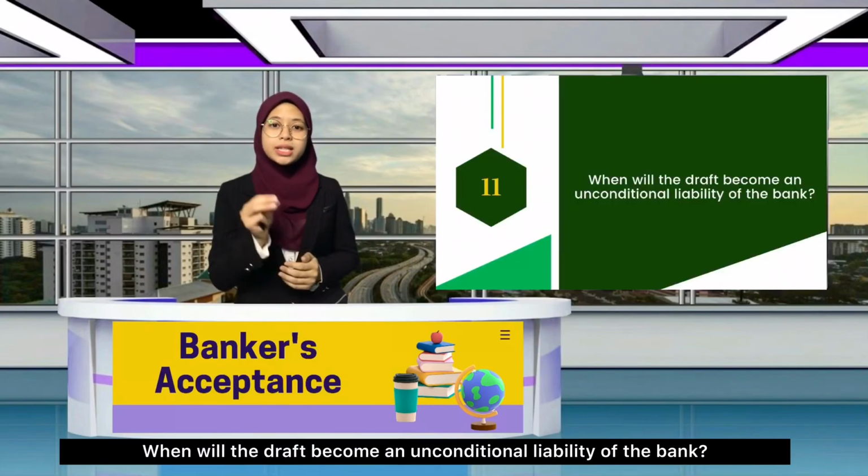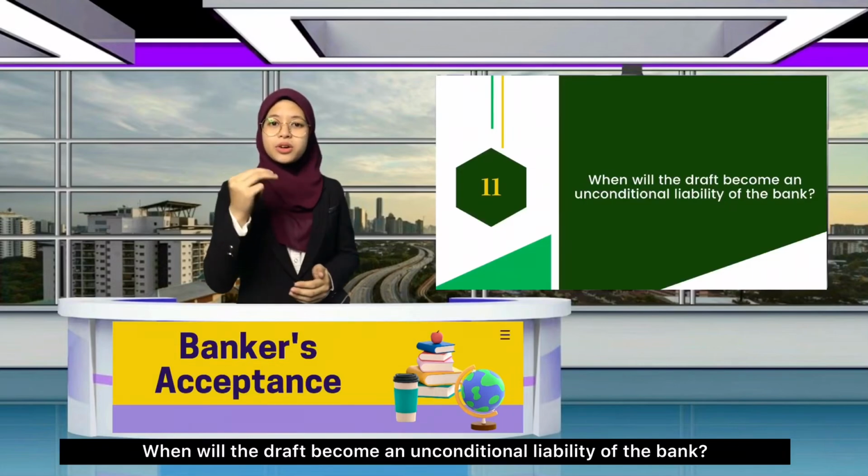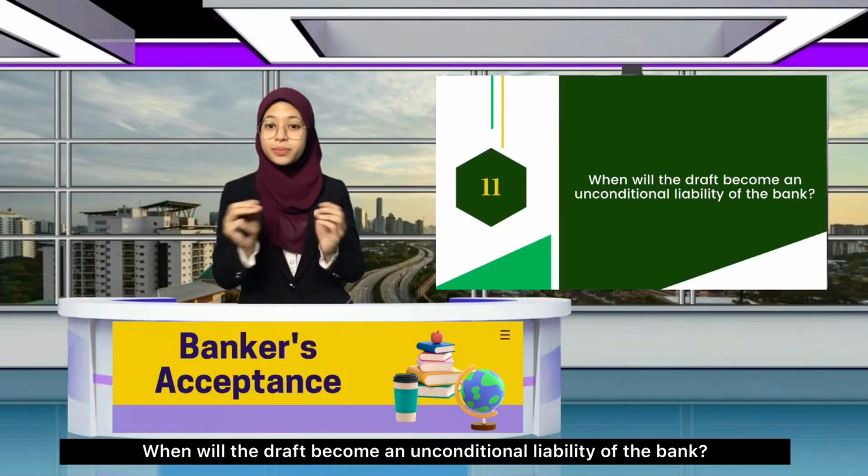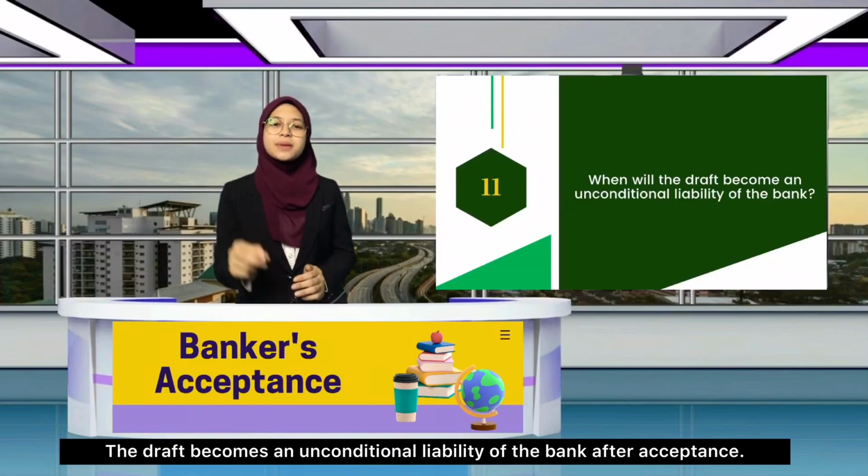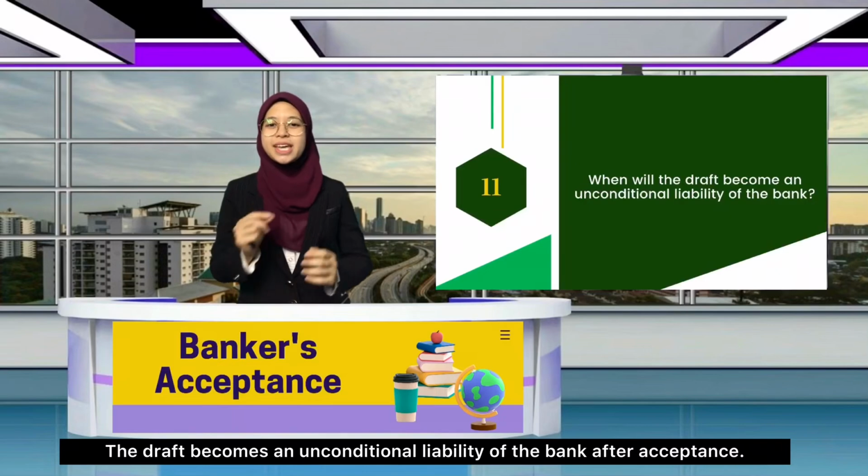When will the draft become an unconditional liability of the bank? The draft becomes an unconditional liability of the bank after acceptance.